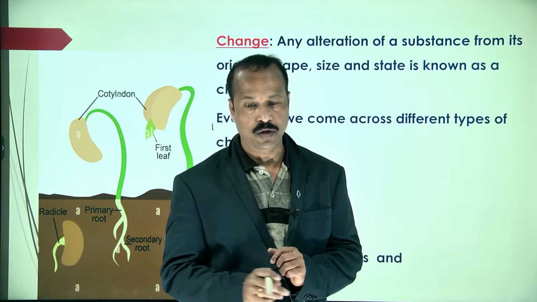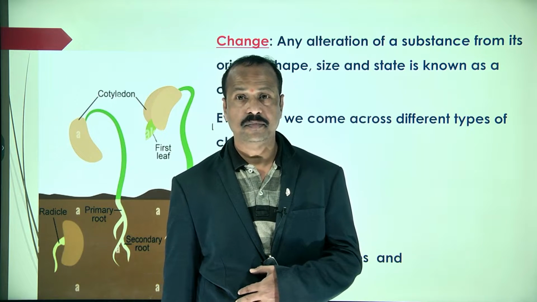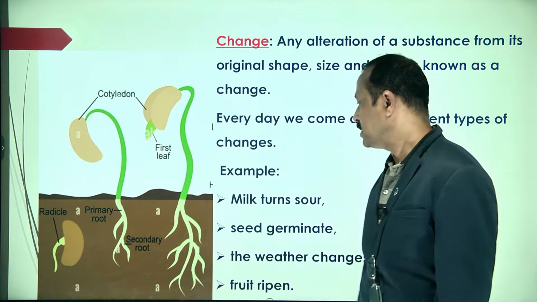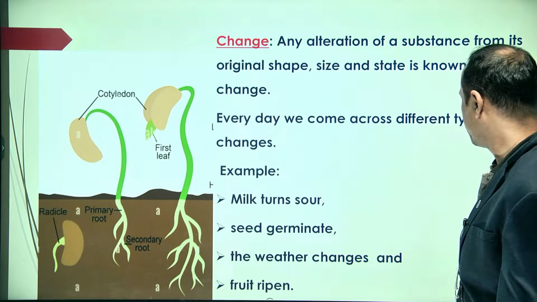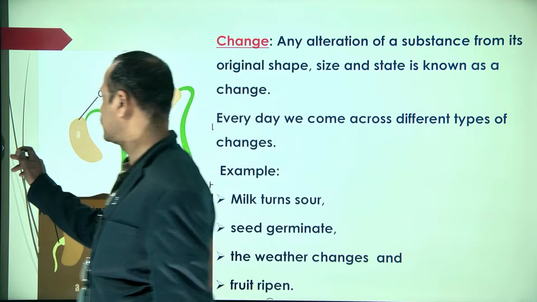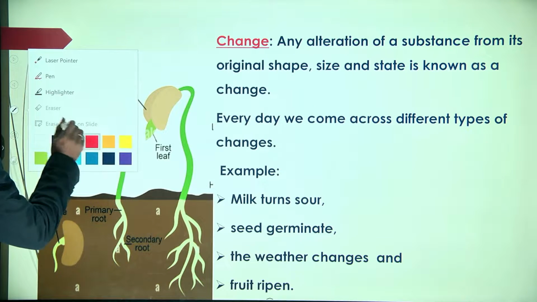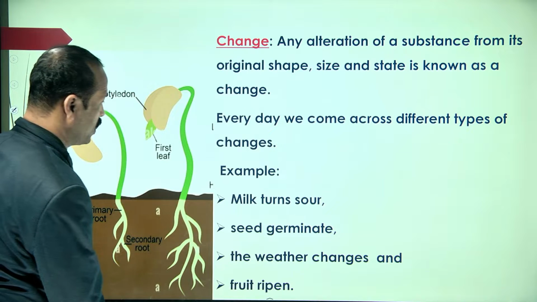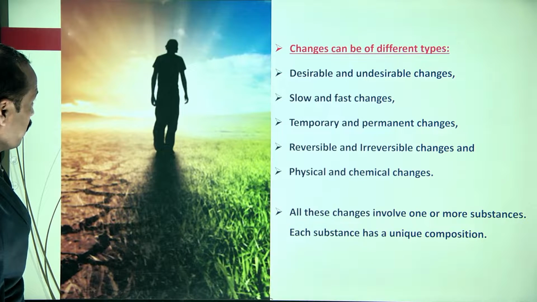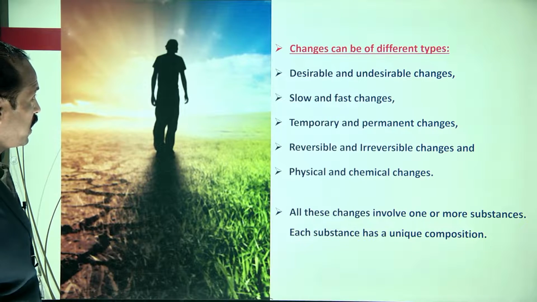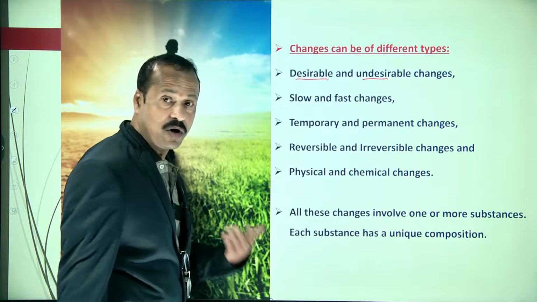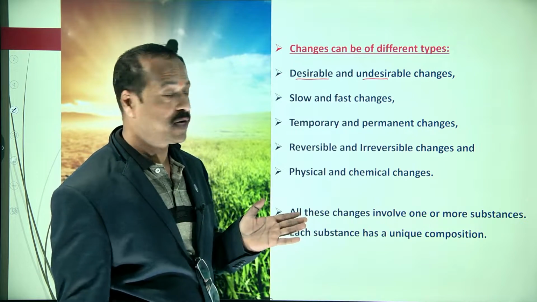Yes, sir. Now, okay. So that is called the change. So these changes we can see so many different types of changes over there. An example we discussed in the previous class only. Milk turns sour, seeds germinate, the weather changes, and fruits ripen. So changes can be of different types. Desirable, undesirable, means which are wanted by us, which are unwanted.